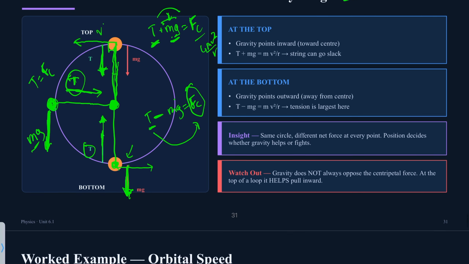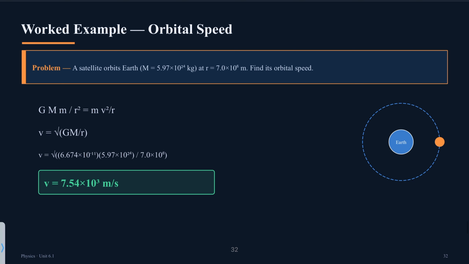So now let's try a problem. We'll go over one of the vertical circle problems in a bit, but let's try one for orbital speed. A satellite orbits Earth, so Earth is 5.97 times 10 to the 24 kg, a lot of mass, right? At r equal to 7 times 10 to the 6 meters. So our radius here would be 7 times 10 to the 6.